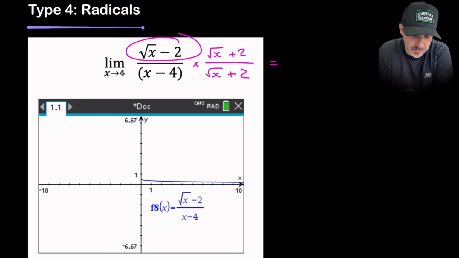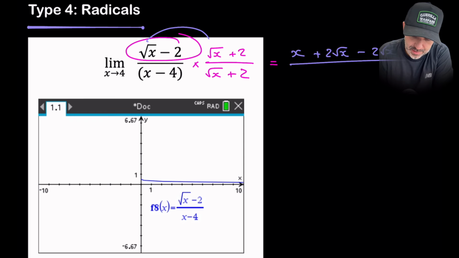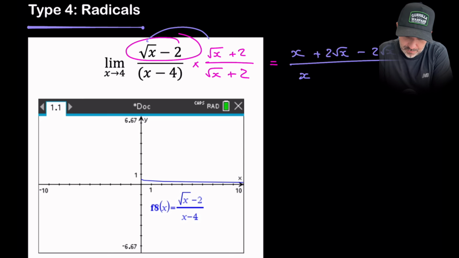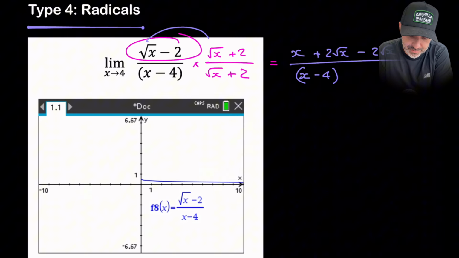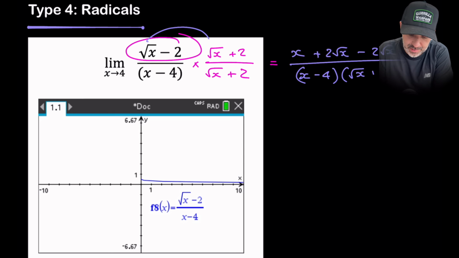So when we do that, we can now multiply out. So root x times root x will just be x. Then we'll get 2 root x minus 2 root x minus 4. Okay, now on the denominator, we will have x minus 4. I'm going to leave it in factored form, and then root x plus 2.